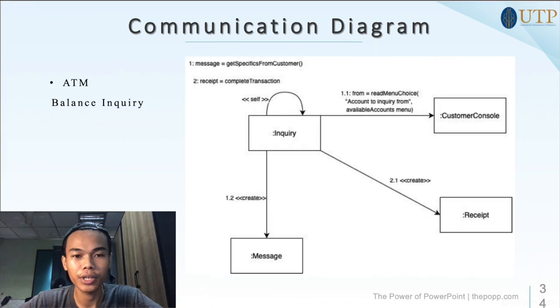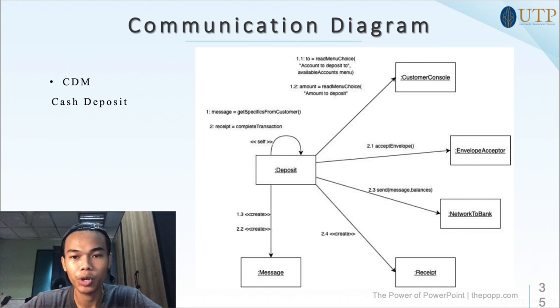Next is the communication diagram for balance inquiry. There are only three classes that communicate with the inquiry class, which are customer console for inputs, receipt for printing the receipt, and message for the record and information. Now let's go to the cash deposit CDM communication diagram. The deposit class communicates with five different classes, which are customer console, envelope acceptor, network to bank, receipt, and message. Stated here are all of the messages that have been explained in the sequence diagram.